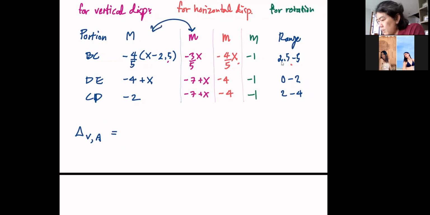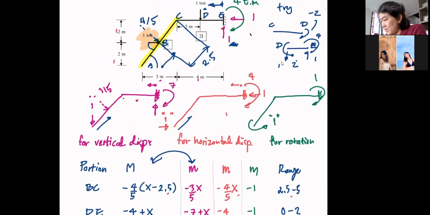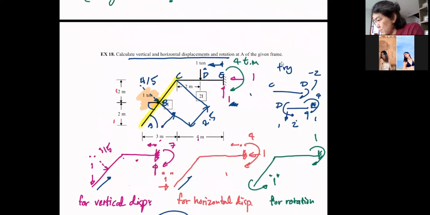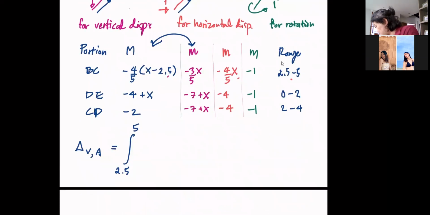All right, so first one, 2.5 to 5. Oh, in fact, we also have the different moment of inertia. So let's erase B out of the way. That's I and that's 2I, so pay attention, okay? So here, it's the first pair.